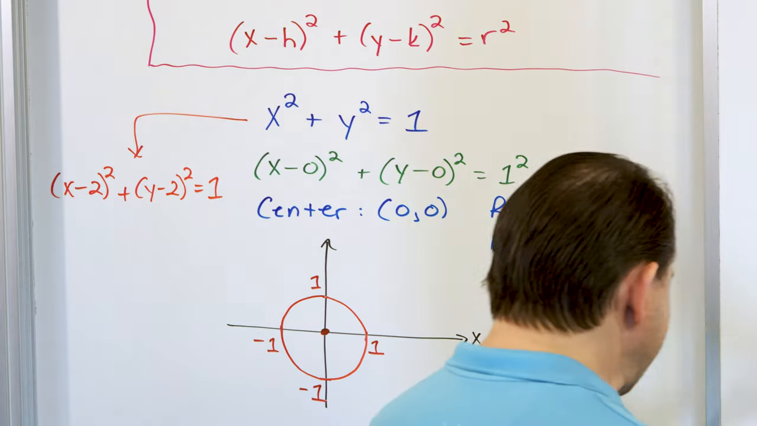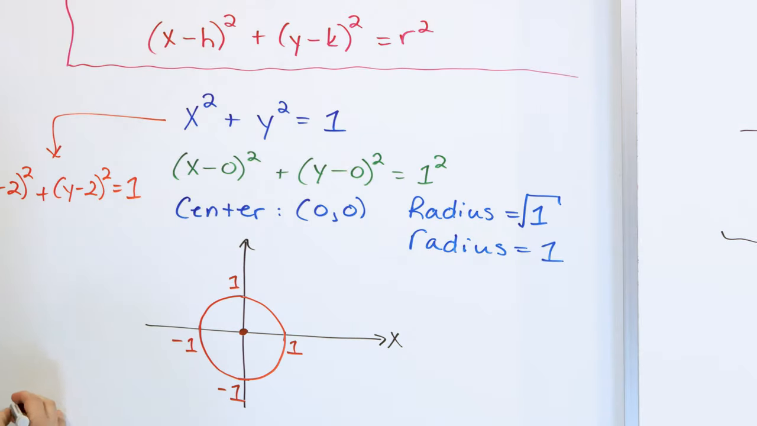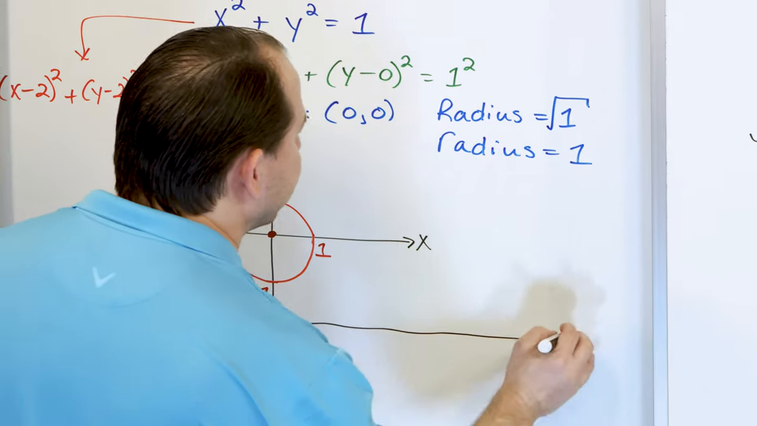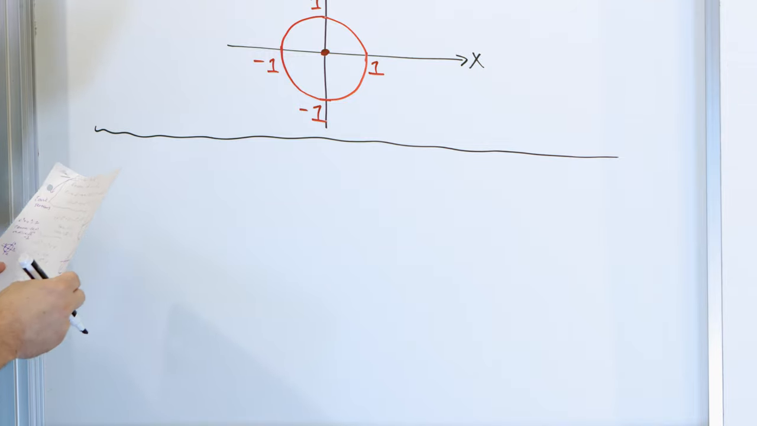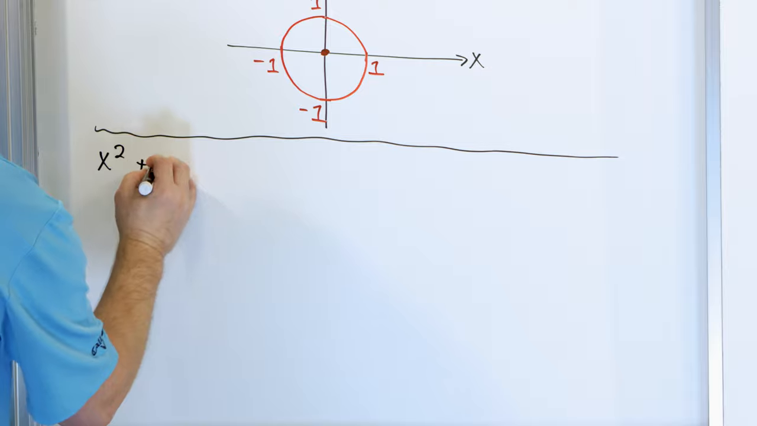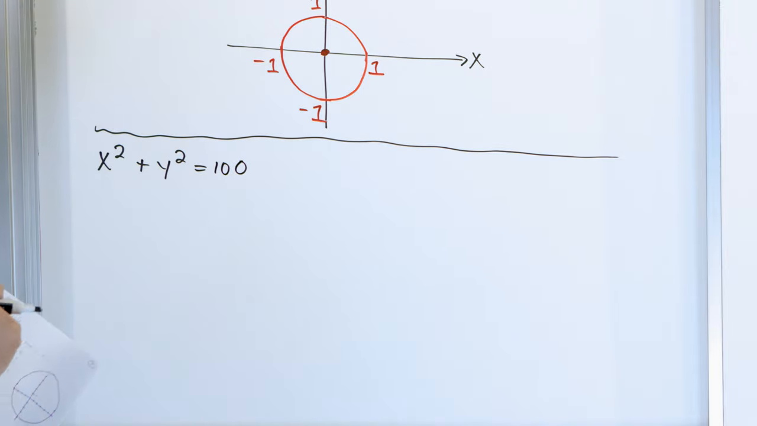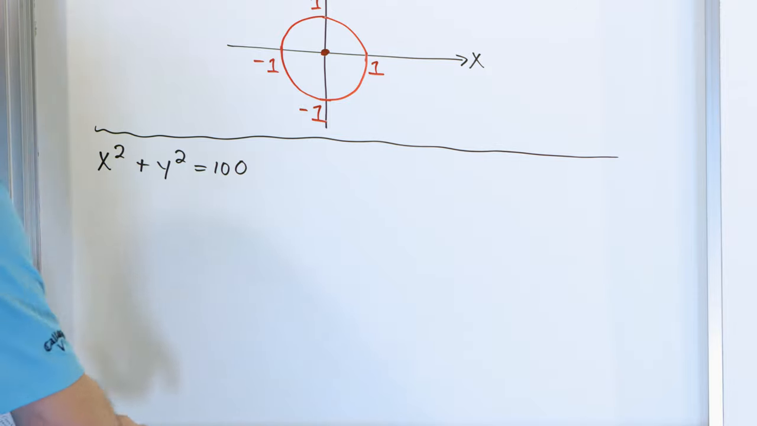All right? Now, I'm going to do a couple more, and I think I want to try to squeeze them in over here because I need to save the last two boards for probably the most important part of this lesson. Let's take a look at x squared plus y squared is equal to 100. I'm not going to graph this one, but what is the center and what is the radius here?